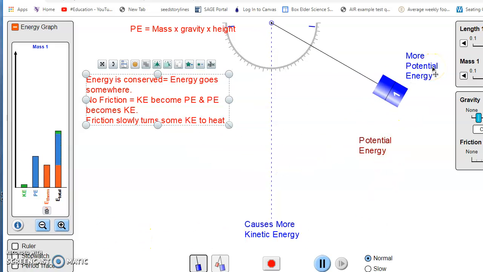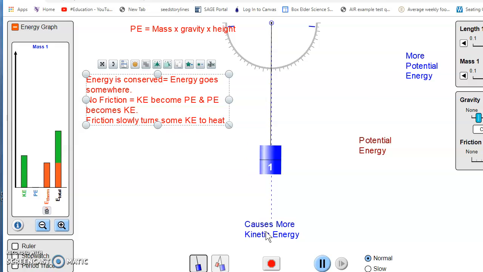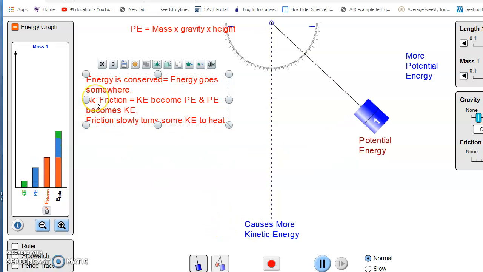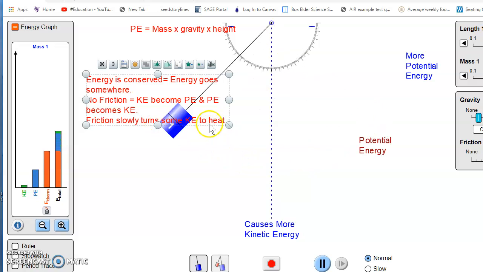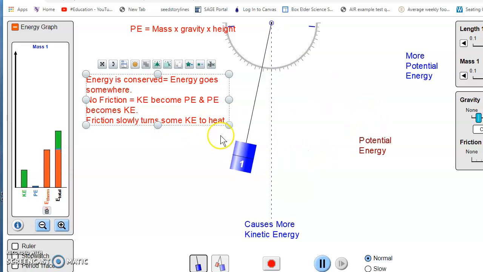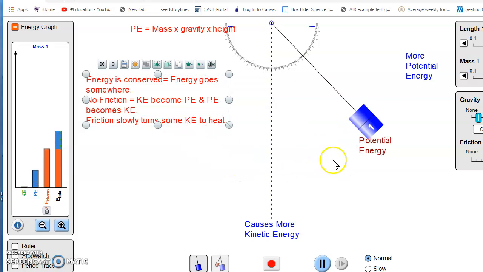More potential energy causes more kinetic. Less potential energy causes less kinetic. Energy is conserved, meaning it must go somewhere. With no friction, all the potential will become kinetic, and vice versa. If you have friction, it's slowly going to turn some of that kinetic energy into heat through air friction, and it will lower the potential energy over time.